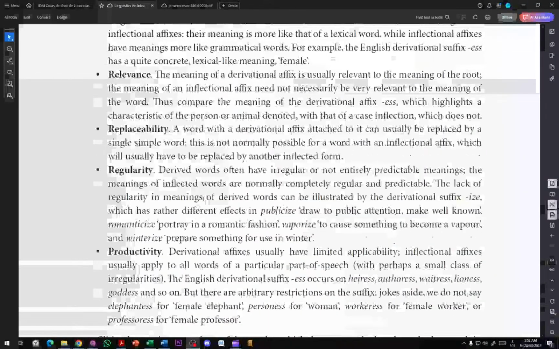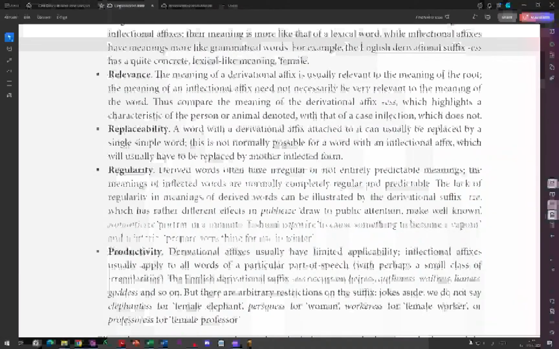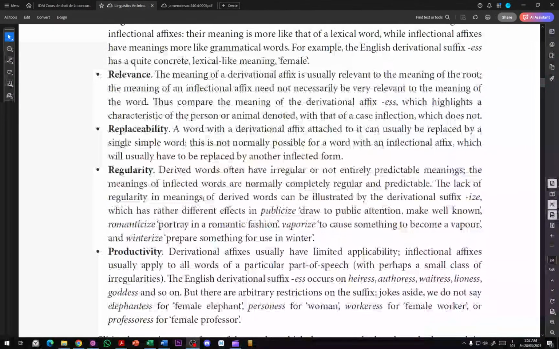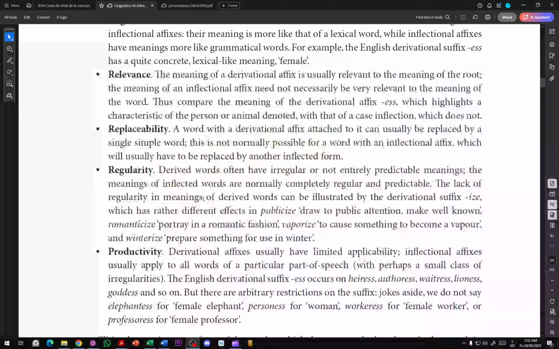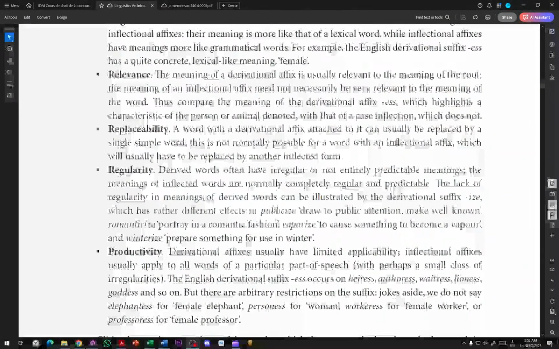Relevance. The meaning of a derivational affix is usually relevant to the meaning of the root. The meaning of an inflectional affix need not necessarily be very relevant to the meaning of the word. Thus, compare the meaning of the derivational affix -ess, which highlights a characteristic of the person or animal denoted, with that of a case inflection which does not.